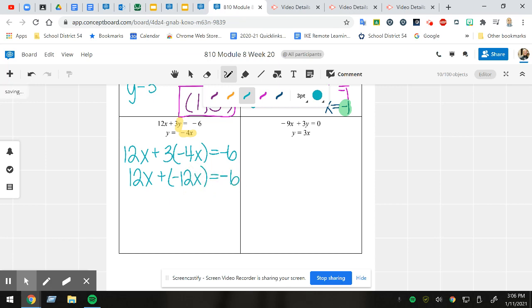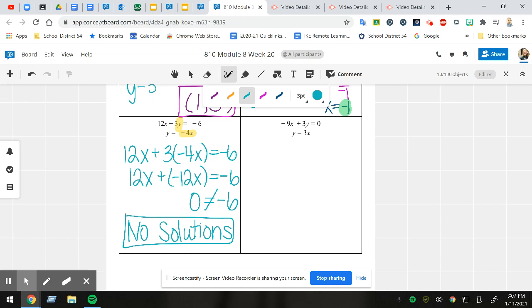All right, on the left-hand side, I have like terms. 12x plus negative 12x. Well, that cancels out. It's 0. So I'm left with 0 on the left-hand side. But if you look, is that a true statement? 0 does not equal negative 6. So if your variables cancel and you have two numbers that are not equivalent, there's no solutions. So I don't have to go any further. Again, this is only if your variable cancels out and you have two numbers that are not equivalent.